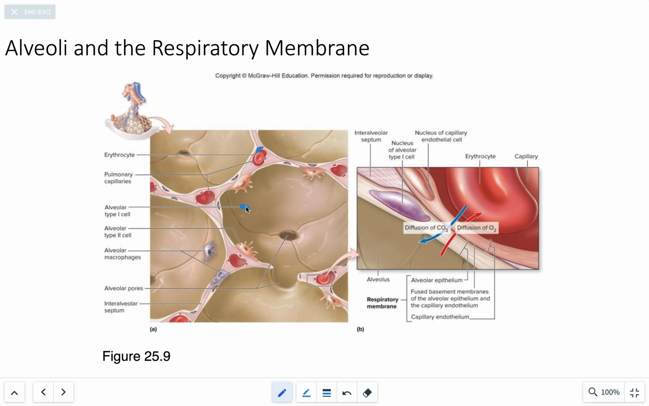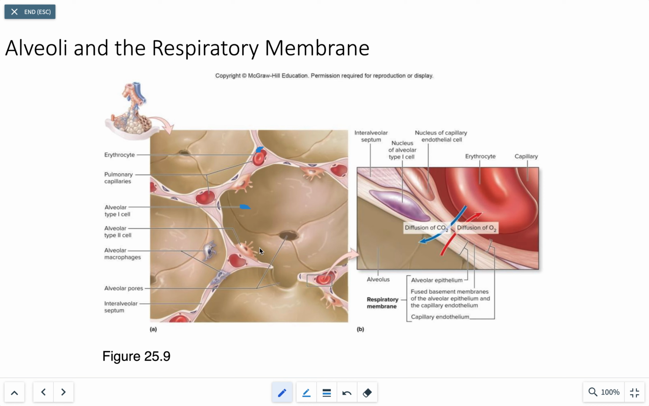It's a simple squamous epithelial cell. It just helps promote rapid diffusion. We can see over on this side, the rapid diffusion. We see the erythrocyte coming in, or the red blood cell. We see the diffusion of oxygen being picked up by the red blood cell, and the red blood cell is offloading CO2. Eventually, this CO2 is going to be expired out of the lung.